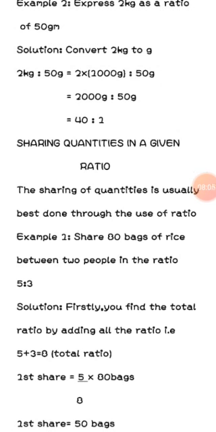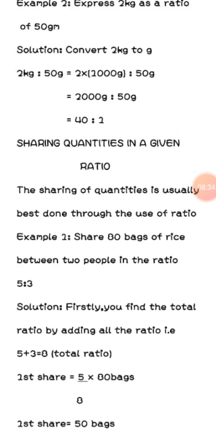2000 divided by 50, I will get 40, and 50 divided by 50, I will get what? 1, giving us our final answer as ratio 40 to 1. That takes us to another subtopic, which says sharing quantities in a given ratio.